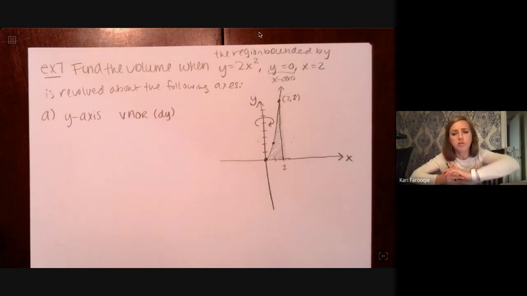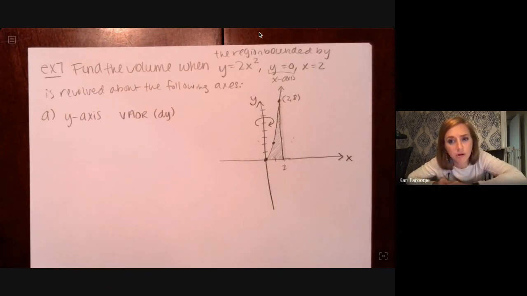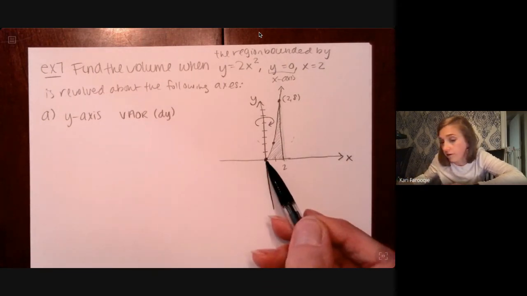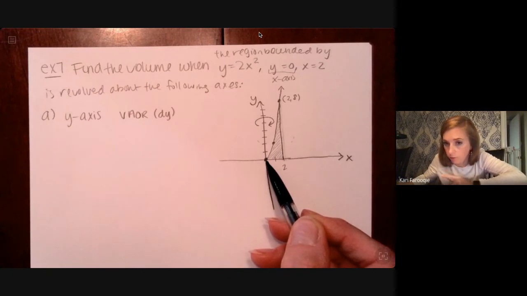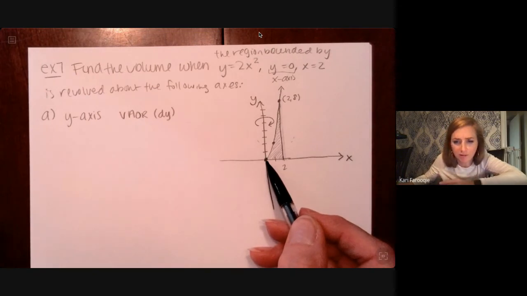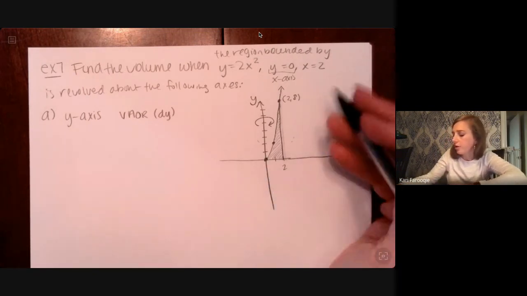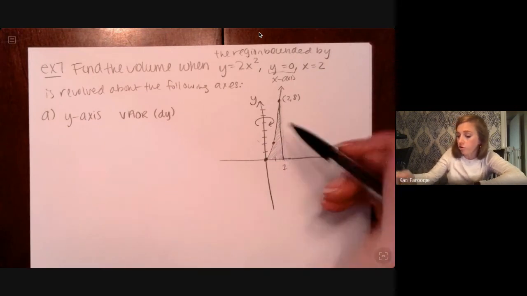So you ask yourself, is this a disk or a washer? It is only touching the axis of revolution at one point and one point only. So this does not bode well for your hopes and dreams of having a disk to work with, because disks are easier. But that's okay. It's definitely a washer.